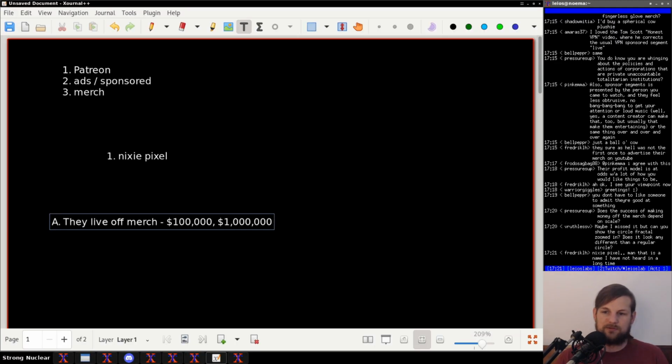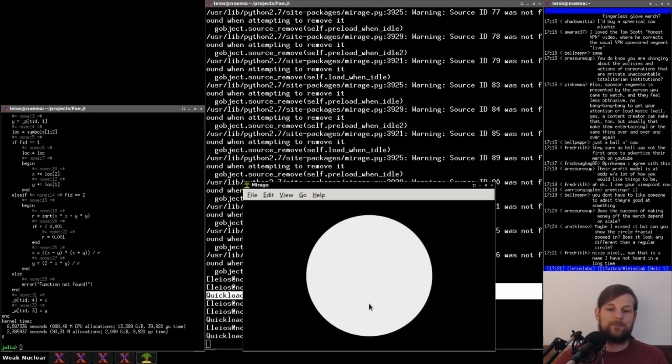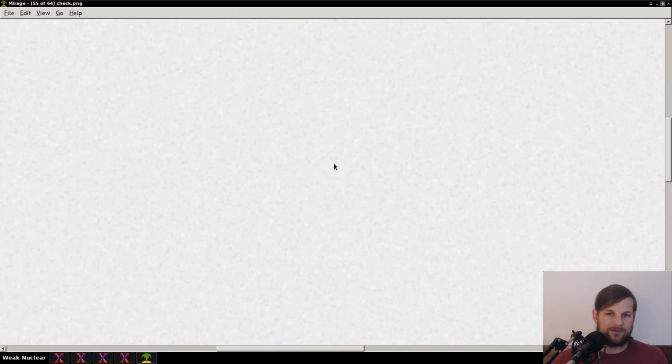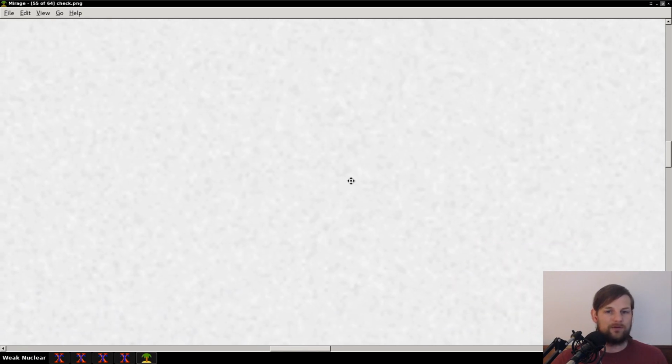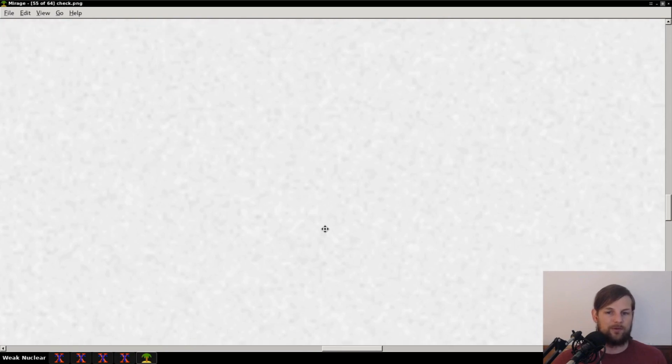Maybe I missed it, but can you show the circle fractal zoomed in? Does it look any different than a normal circle? Yeah, let's take a look at that actually, because I am being stupid. So here's the fractal circle. Now, there is one problem with the fractal circle. A couple problems. So one, if you do zoom in, you do notice that it is not quite as smooth as it could be. I need to put a SOPA filter in there.